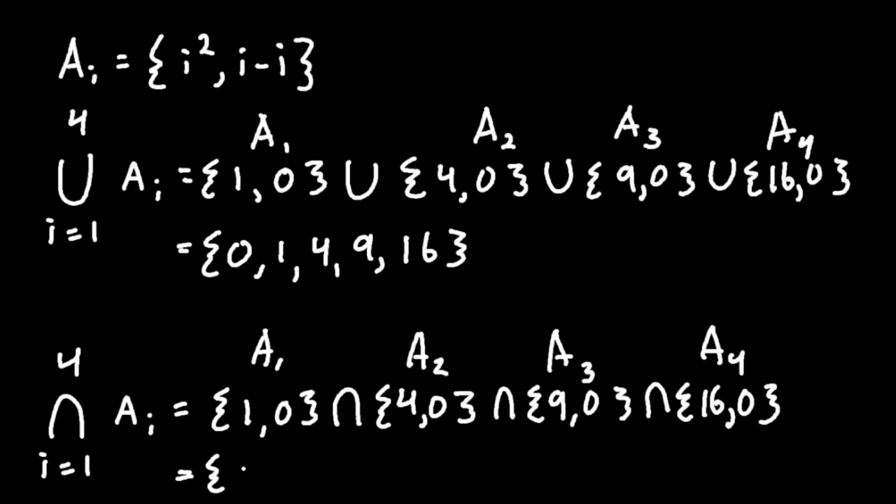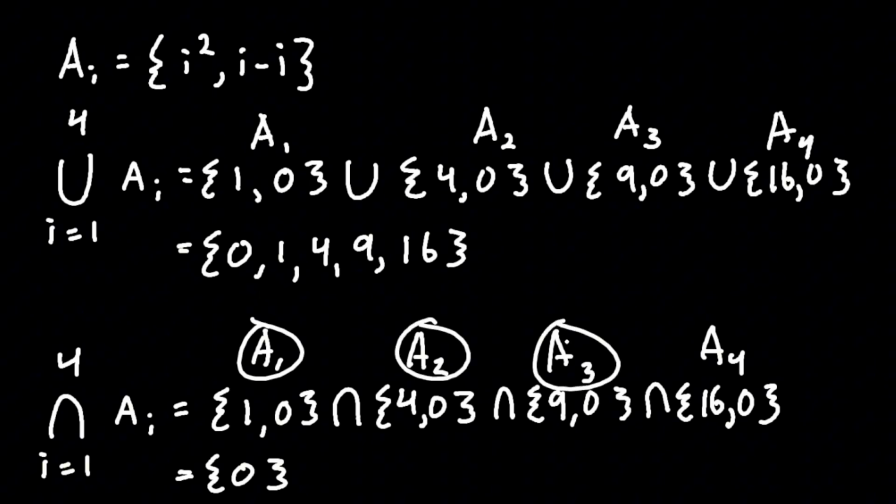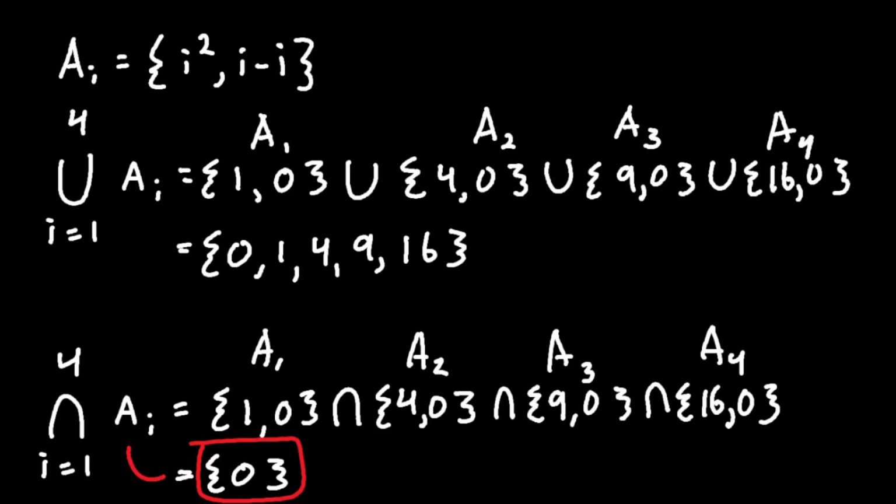So 0 is in the total intersection of A of 1, A of 2, A of 3, and A of 4. Right? We don't have a 4 in any other set. We don't have a 9 in all other sets. And we don't have a 16 in all other sets. So 0 is the only similarity between all of these sets. Therefore, 0 is the answer. Just a singular set 0 is the answer to this.